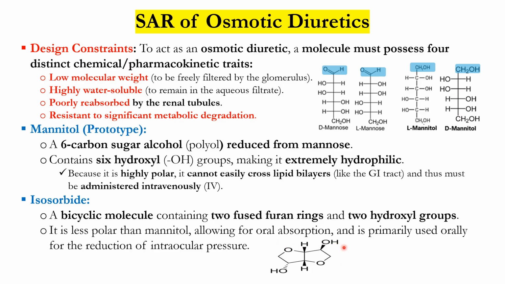Actually, when you compare isosorbide with mannitol, isosorbide is less polar than mannitol. So this allows for oral absorption, and it is primarily used orally for reduction of intraocular pressure.